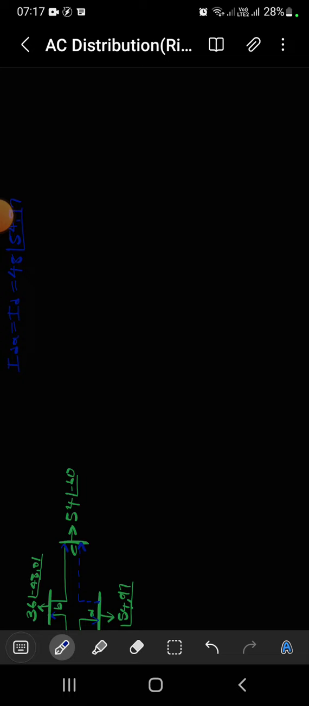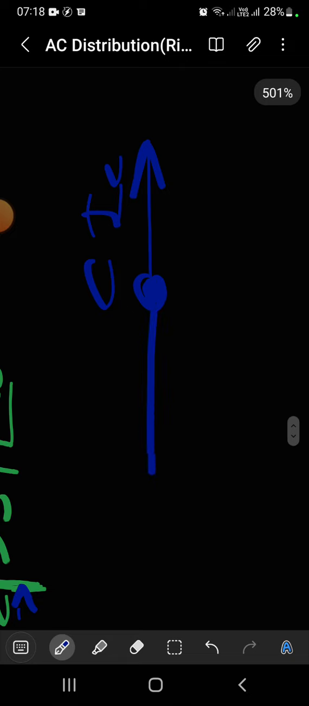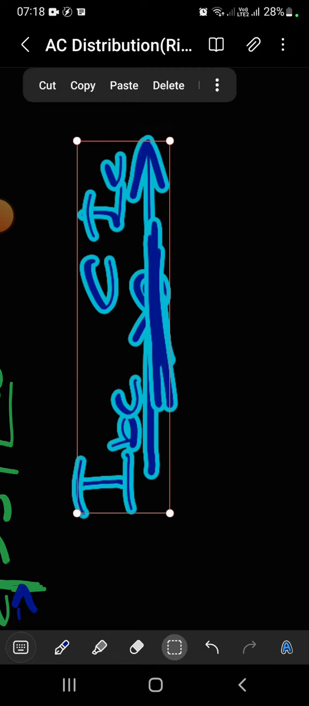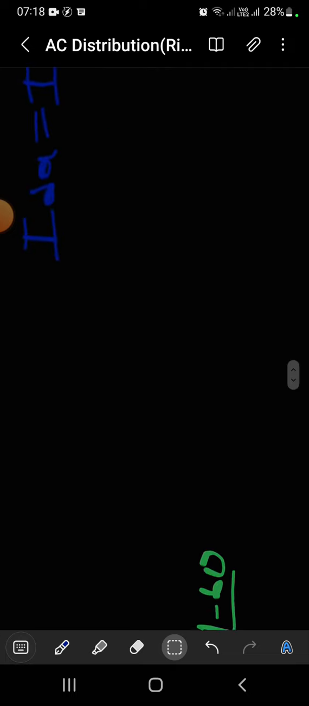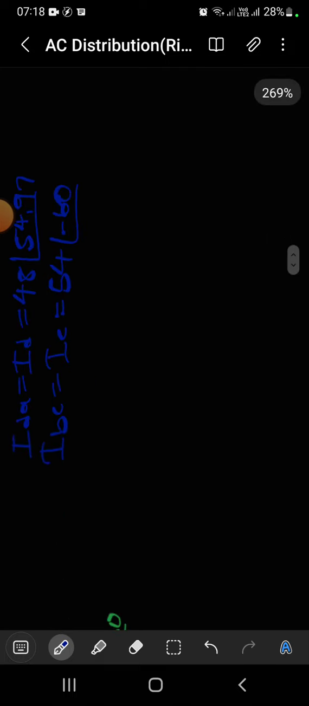Again, we're going to look at bus bar C. At bus bar C, you have IC leaving the node, correct? And then you have IBC entering the node, meaning again you have a series connection. Those are in series, which simply means they are equal. So IBC is equal to IC, and that is 54 at an angle of minus 60.